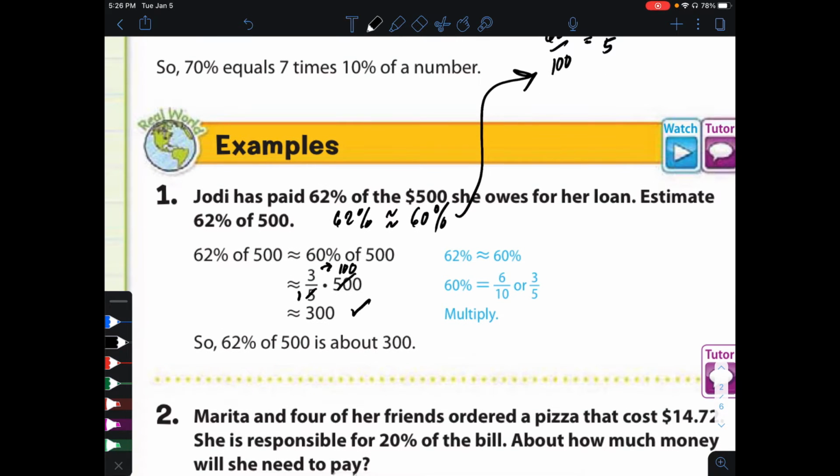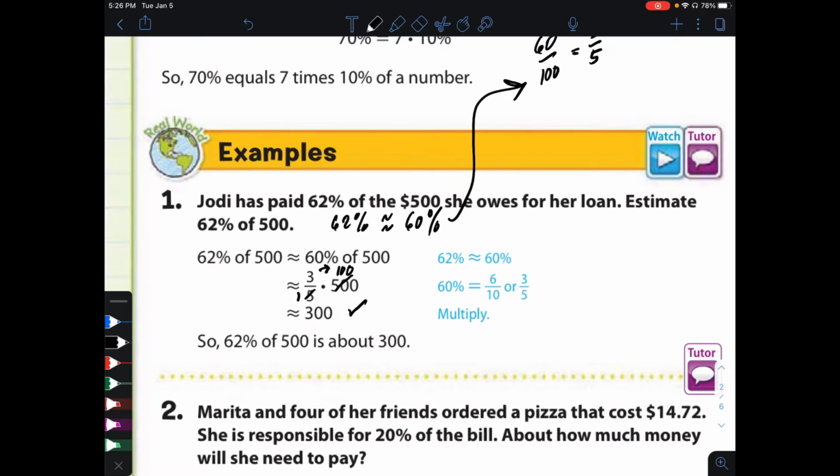So Marita and 4 of her friends ordered pizza that costs $14.72. She is responsible for 20% of the bill. That means she will be paying 20% of the bill. But how much money will she need to pay? Again, you don't want to take out your calculator and do this. So you are estimating, okay, to make it faster.